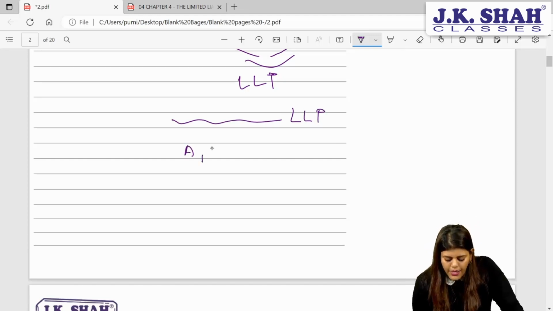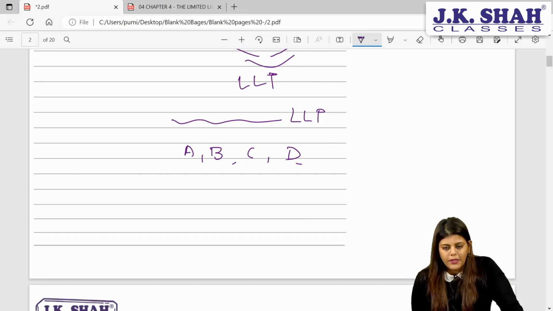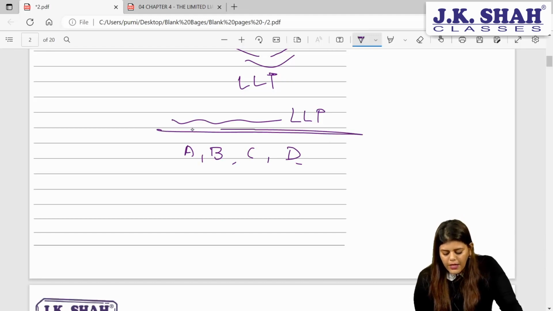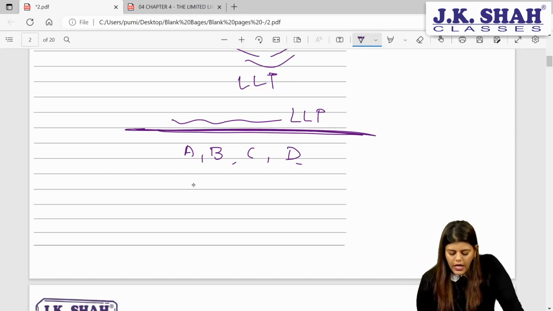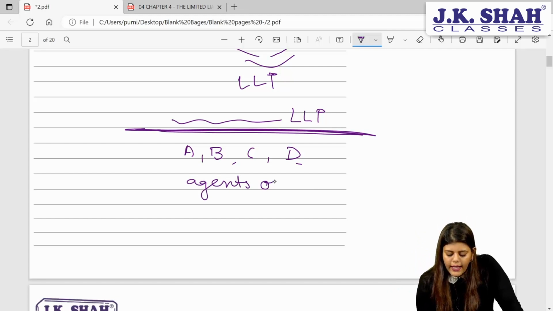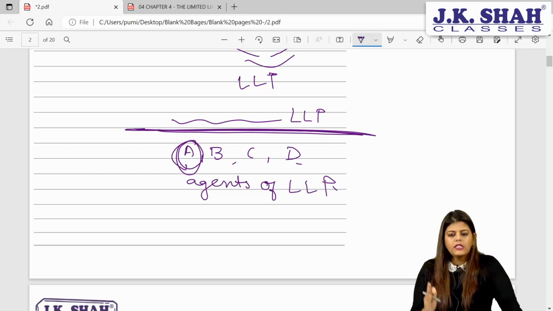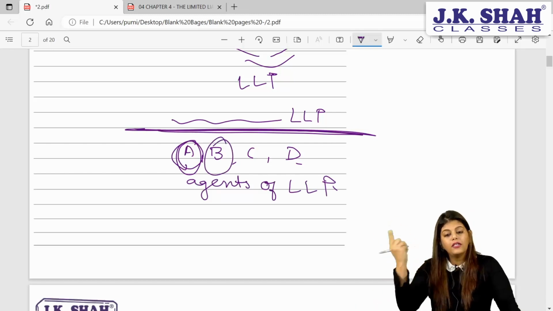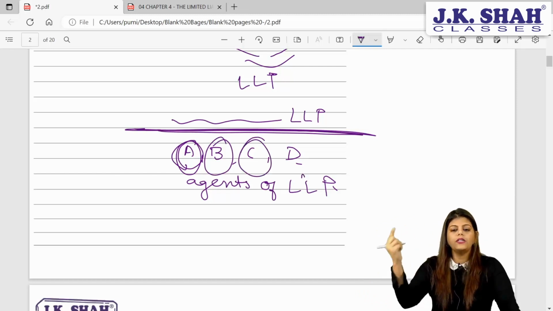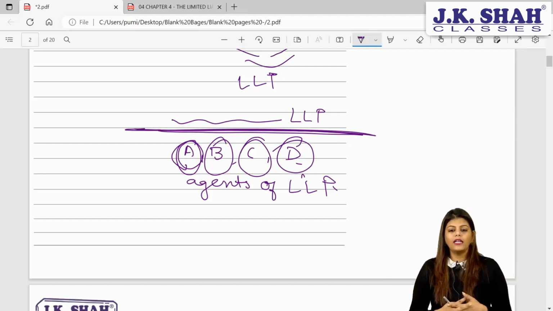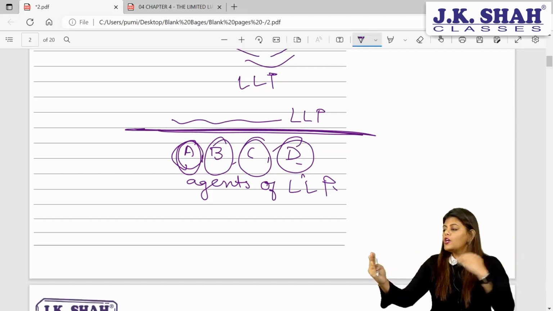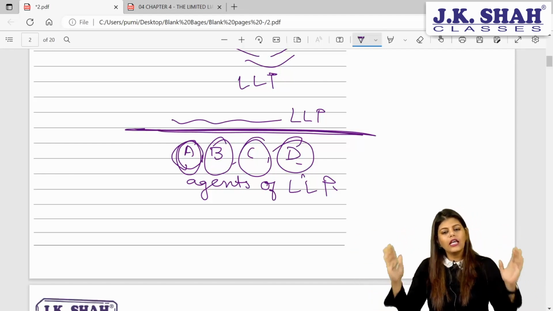So let's say A, B, C and D are partners of LLP. But in the eyes of law, LLP is different and A, B, C, D are different. They are not agents of each other, bacha. They are just agents of LLP. If A does something, B, C, D are not liable, LLP is liable. If B does something, LLP is liable. If C does something, LLP is liable, and D does something, LLP is liable. So these people do not make each other liable, they make LLP liable. So they are not mutual agents, they are just agents of LLP.